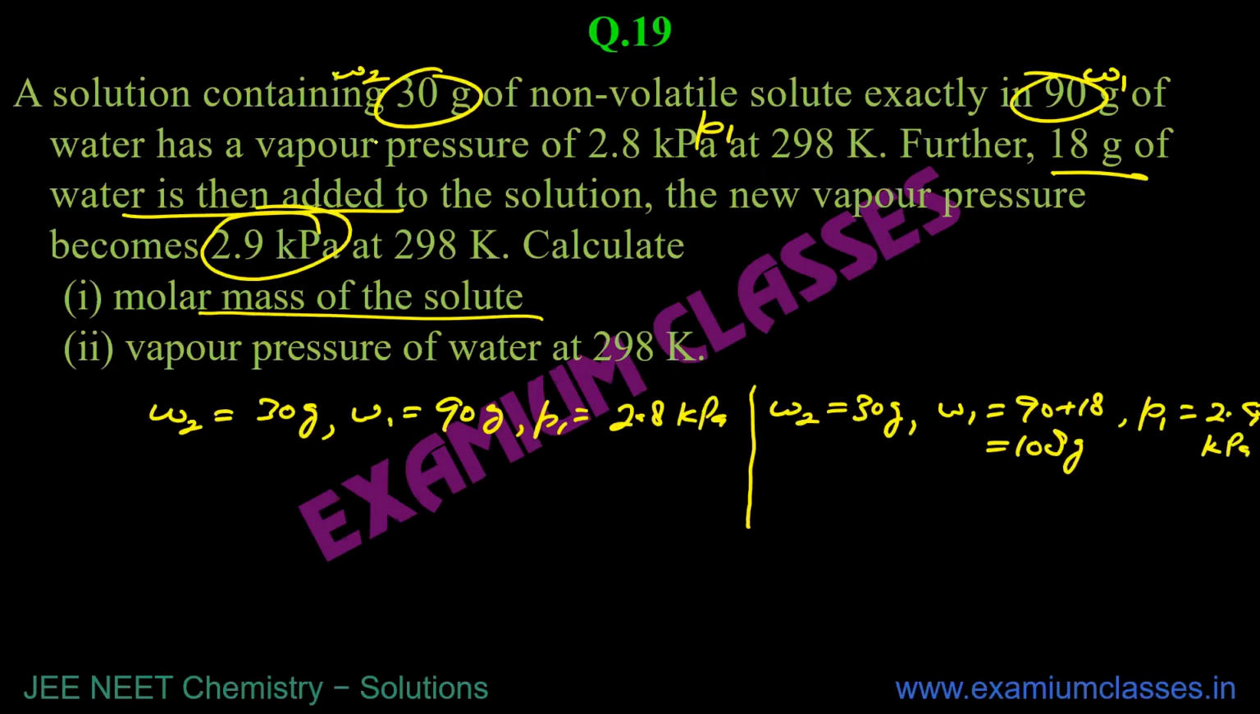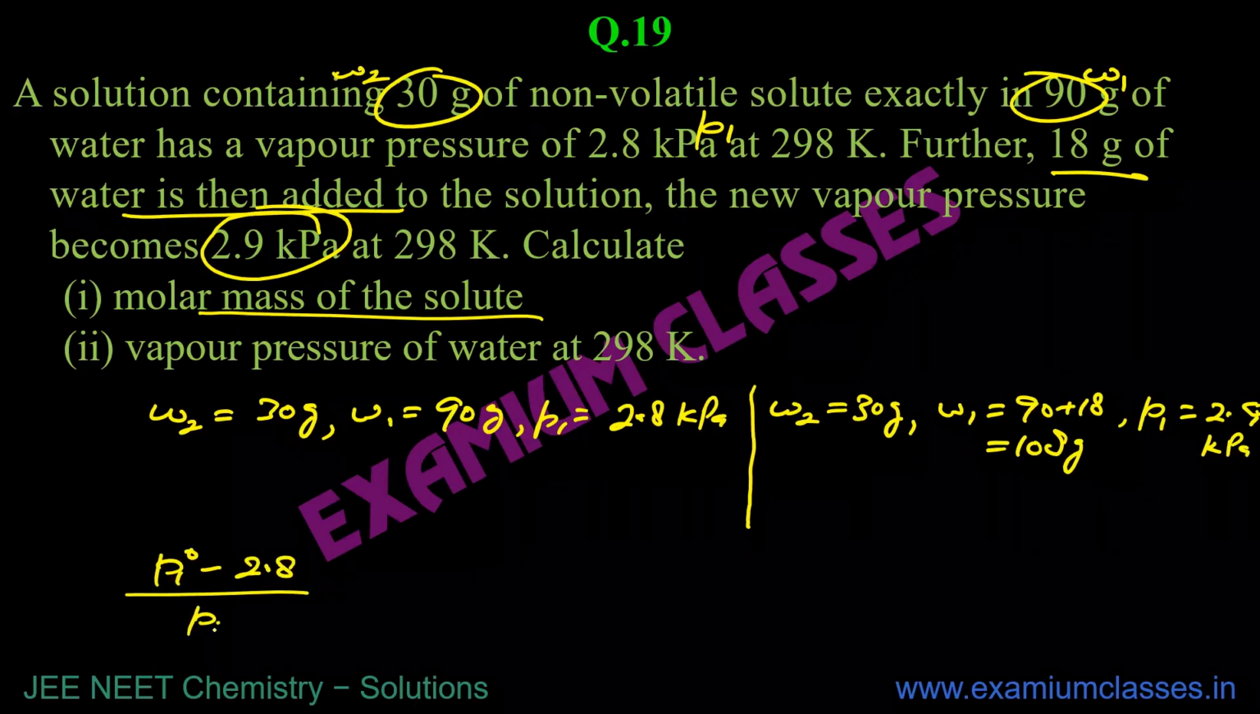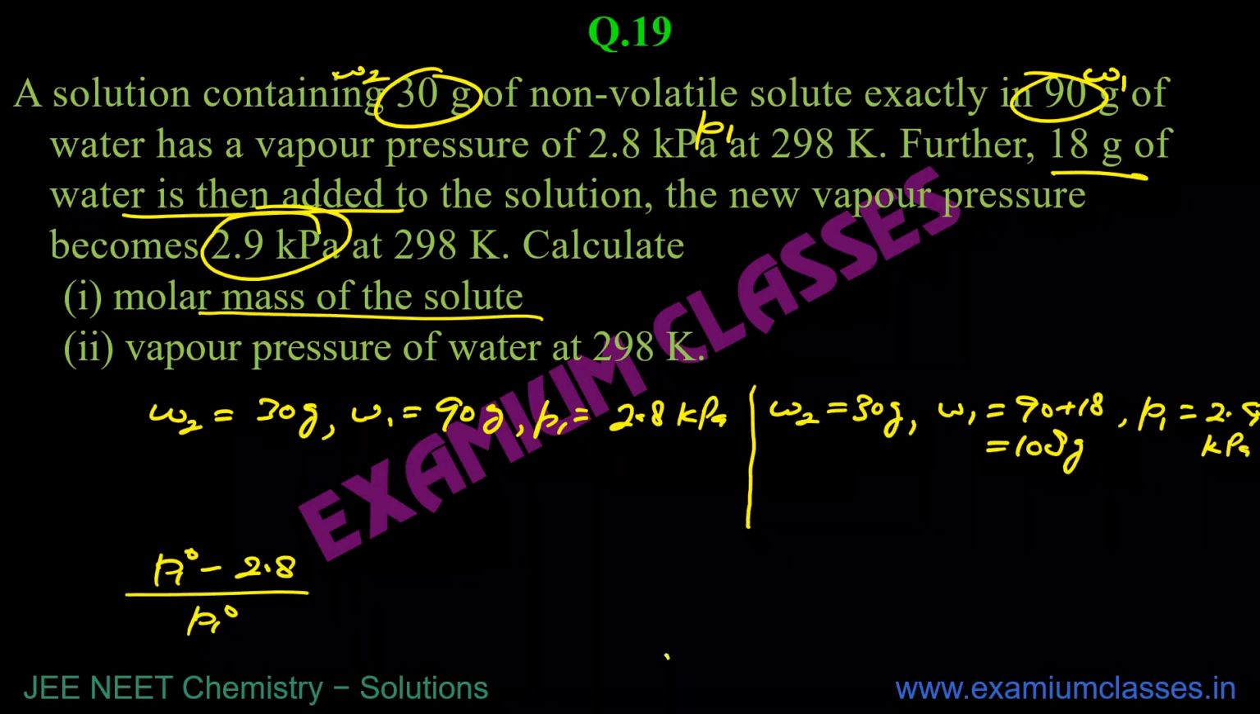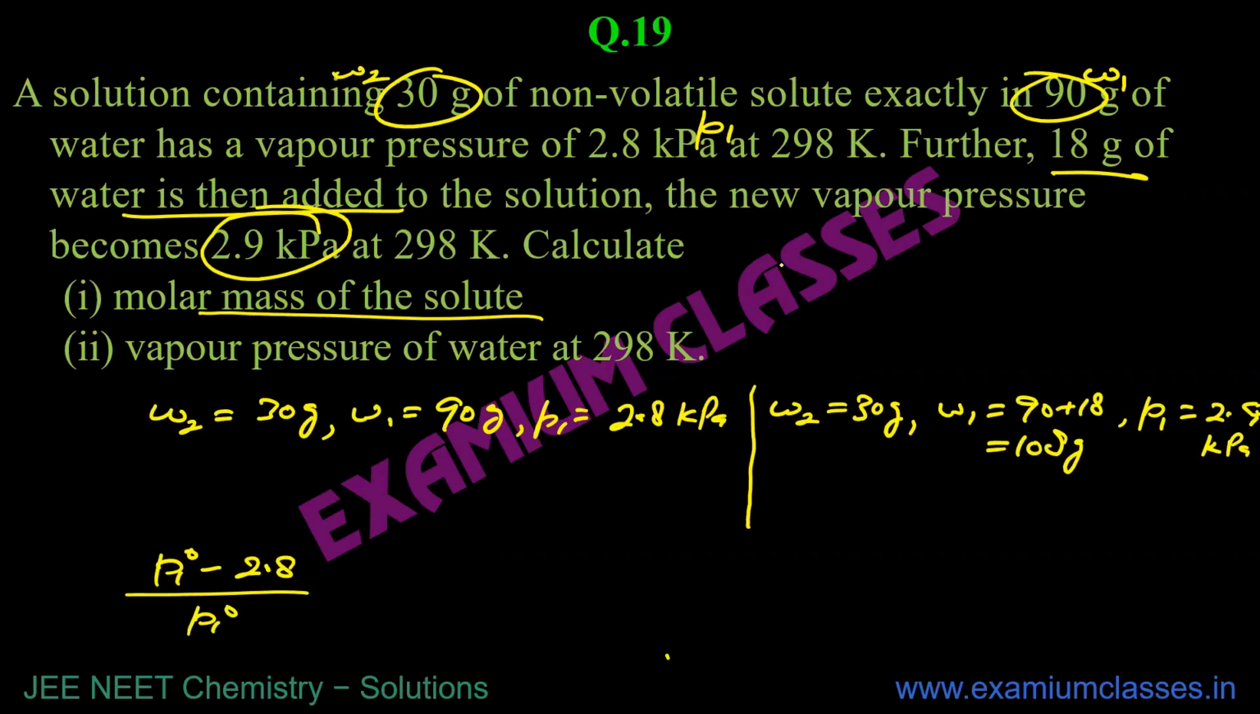So from here, you will apply the relative lowering in vapor pressure. So you will say P1 naught minus P1, that is 2.8 divided by... So can you show the previous screen? Previous screen, that was just temporary. I'm writing it again. Molar mass of any hydrocarbon is given by 30 plus 14 times n minus 2, where n is obviously number of carbons.